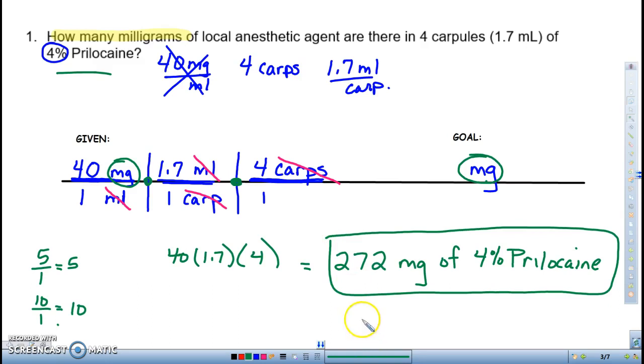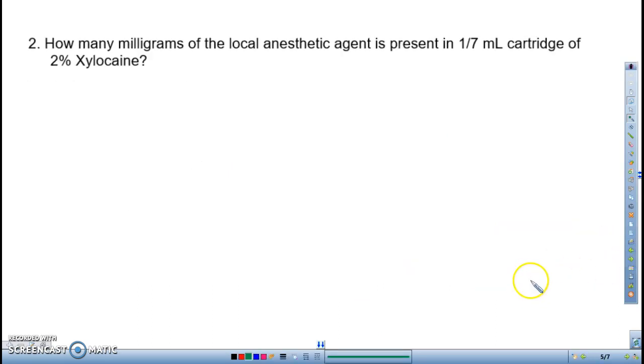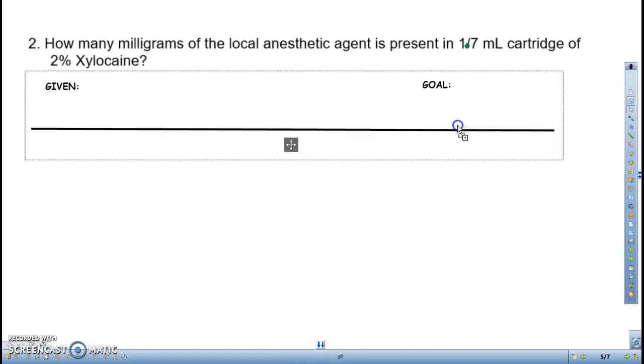Let's try another one. Let's try another problem. Okay, on this one, how many milligrams of a local anesthetic agent are present in, I think that was supposed to be 1.7, that's a little typo, 1.7 milliliter cartridge of 2% xylocaine. Okay, well, let me go ahead and paste this in here and drag that down because I know I'm going to want to use that.